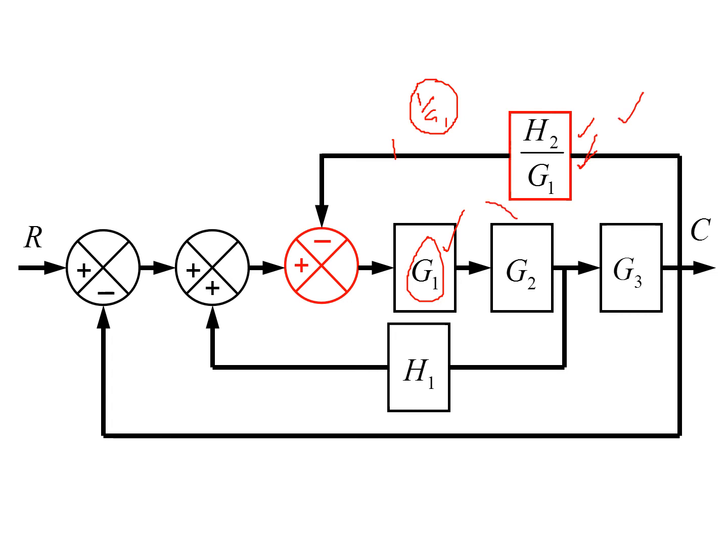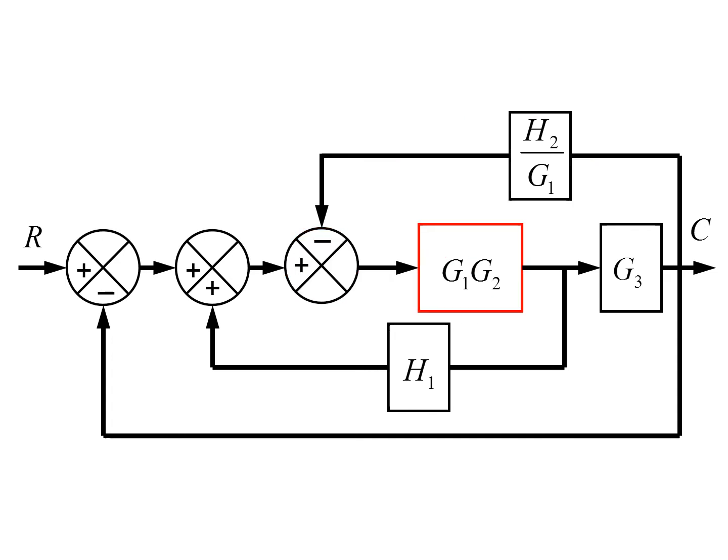Now these two blocks are in series. If blocks are connected in series, we can represent these two blocks as a single block which has the gain G1 into G2. In the next step, by combining the series connected blocks G1 and G2 into a single block, we get this resultant block diagram, that is, a single block with the product of G1 and G2.